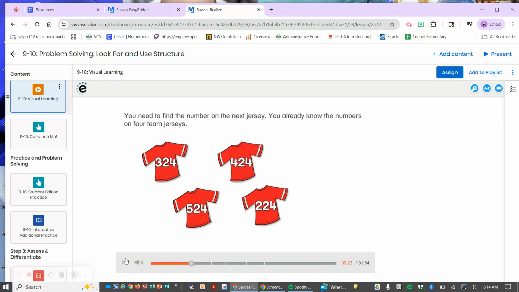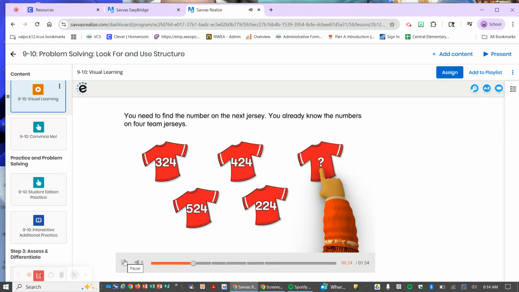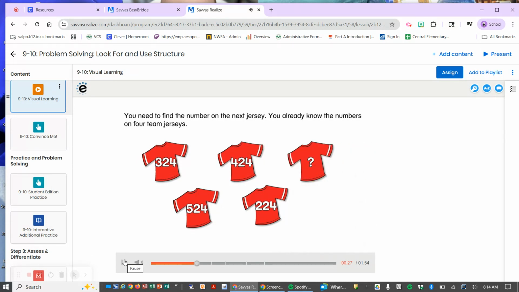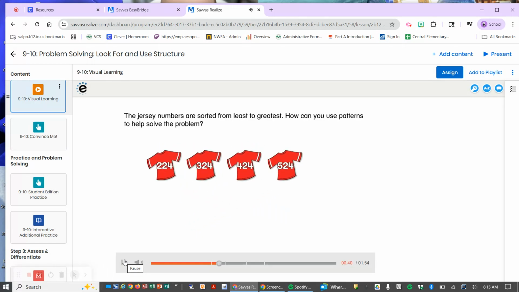You need to find the number on the next jersey. You already know the numbers on 4 team jerseys. First, sort the numbers. Then, look for a number pattern. The jersey numbers are sorted from least to greatest. How can you use patterns to help solve the problem?